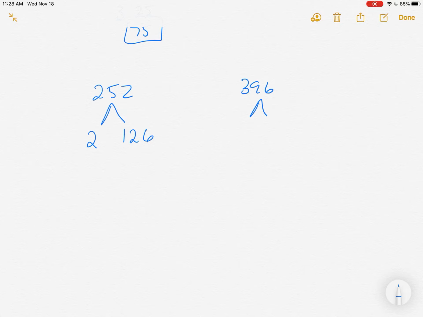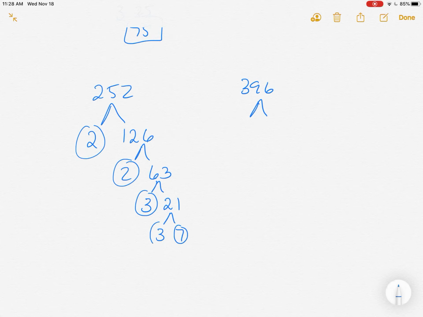252 divided by 2, 126. Divided by 2, 63. Divided by 3, 21. Divided by 3, 7. And you stop as soon as you get all primes. So what's the prime factorization? A couple of 2's, a couple of 3's, and a 7.